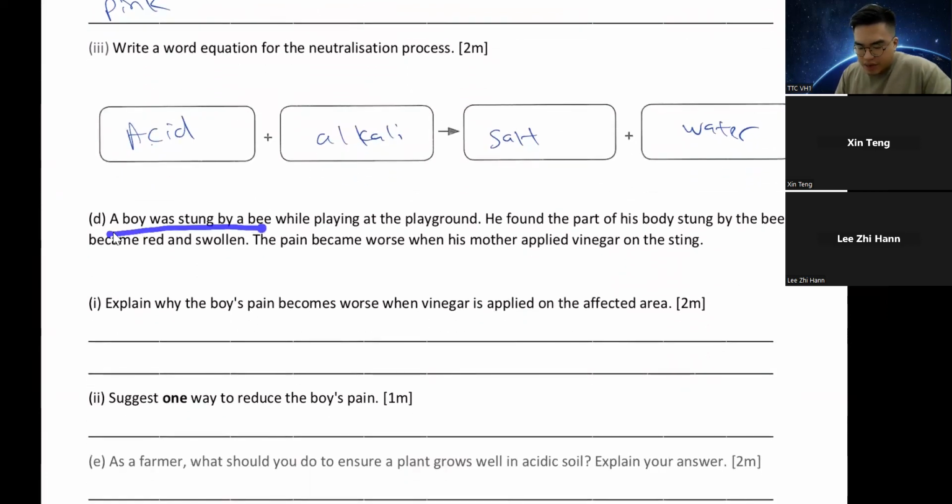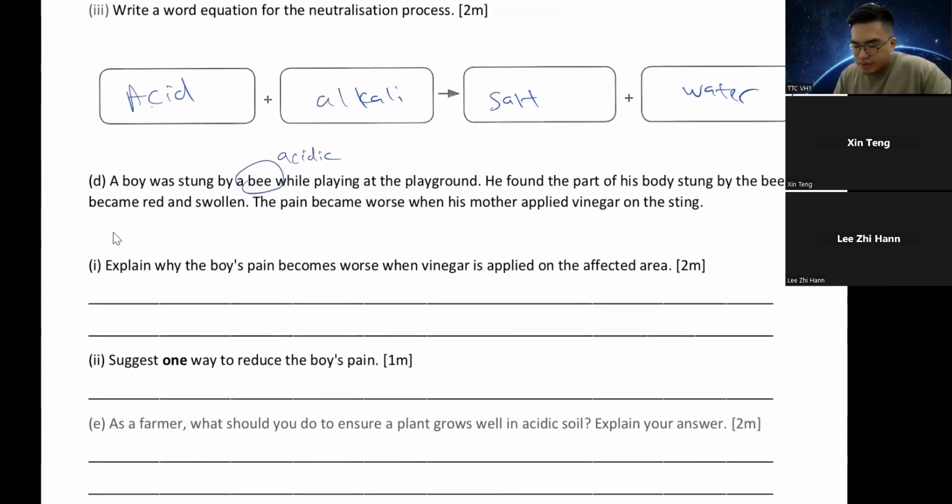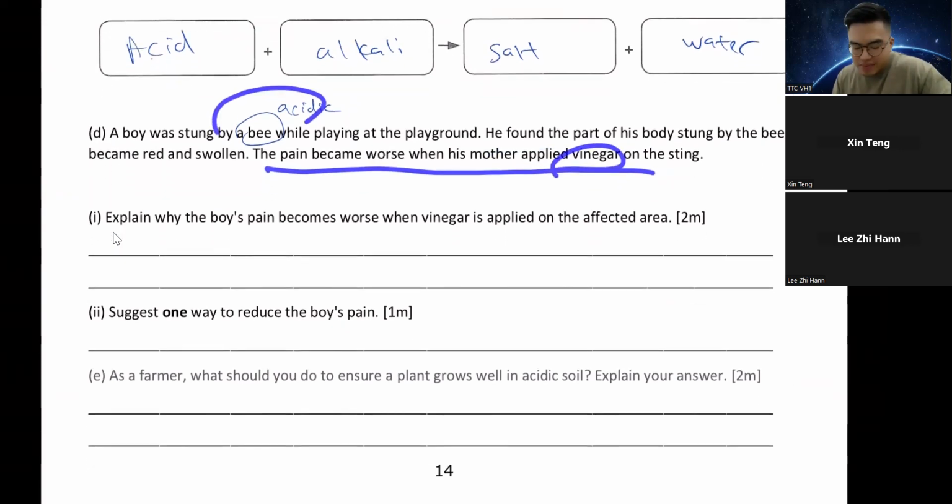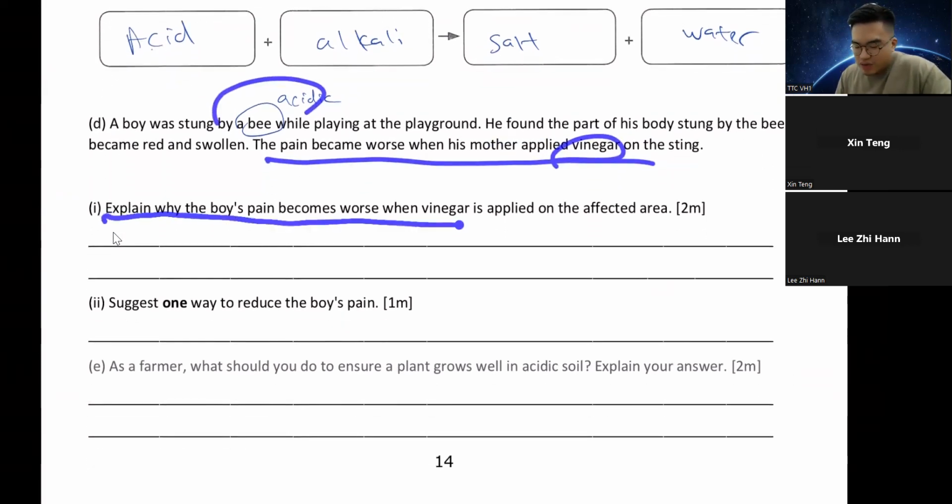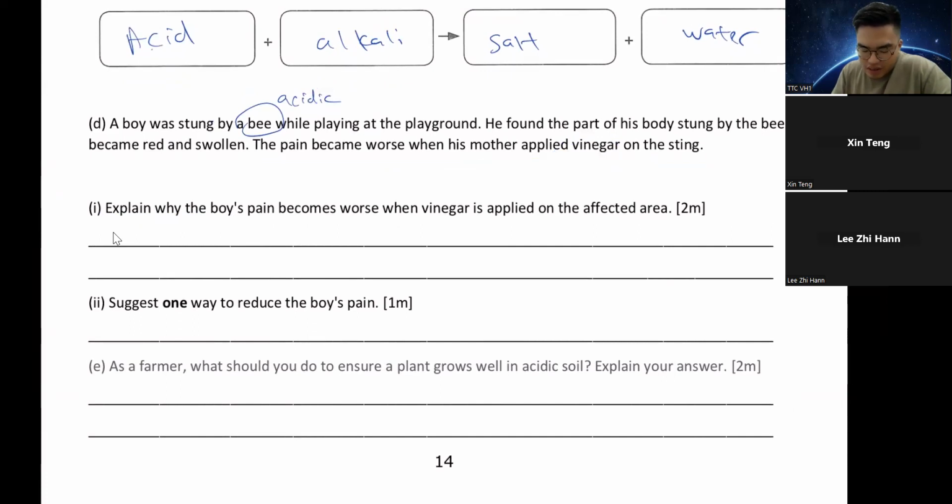So a boy was stung by a bee while playing at the playground. A bee sting is acidic. Just to remind you, he found that part of his body stung by the bee became red and swollen. The pain became worse when his mother applied vinegar. So when you put acid on acid, it's even worse. Explain why the boy's pain became worse when vinegar is applied. Because a bee's sting is acidic.